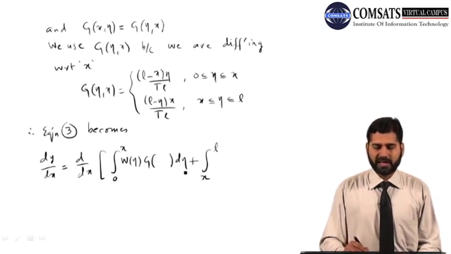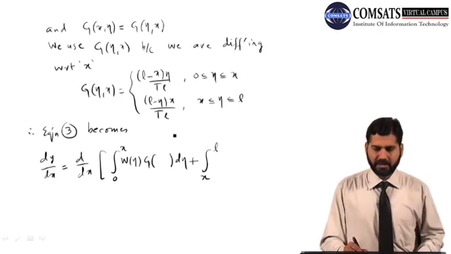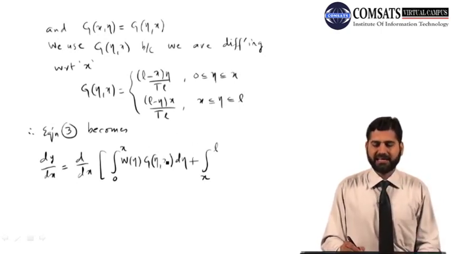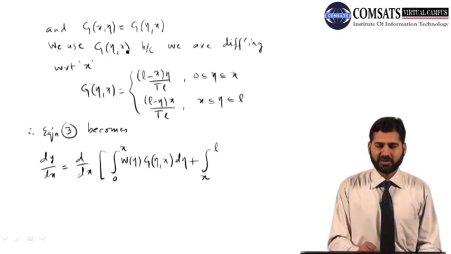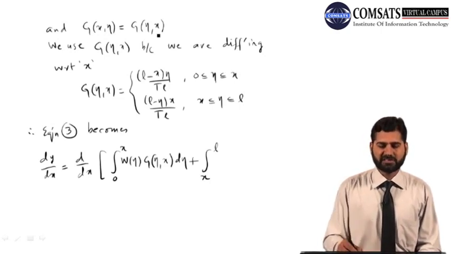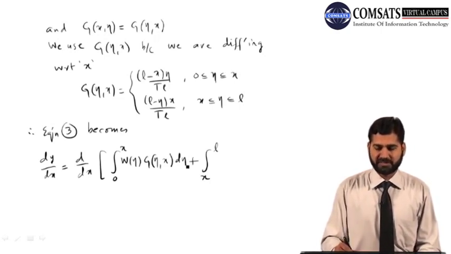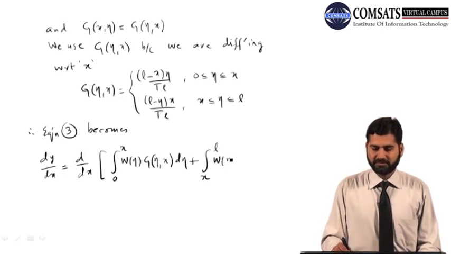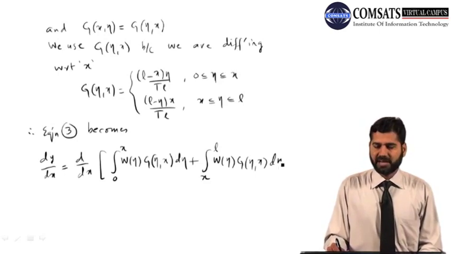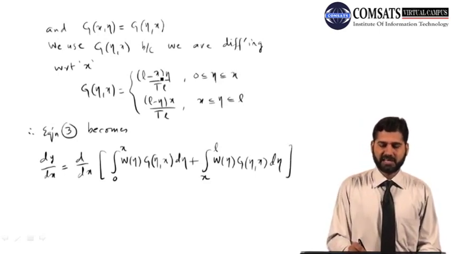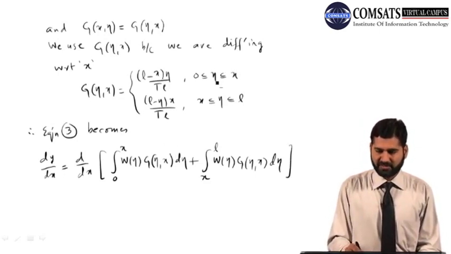So we have to break η into 0 to x and x to L, which is why we replaced g(x, η) with g(η, x), because it is symmetric, so it will make no difference basically. So w(η) g(η, x) dη. Now replace the values from here. This is for 0 to x; for 0 to x, this is our function, so I can replace it here. And for x to L, this is our function, so I can replace it here.